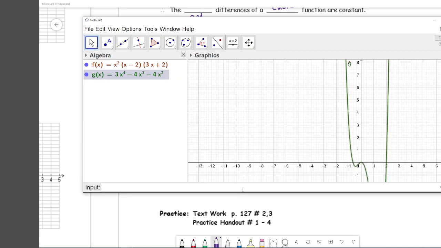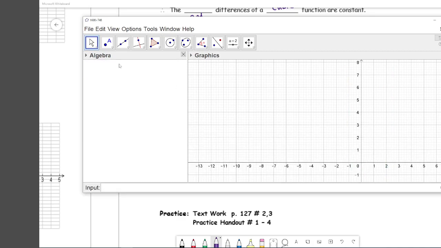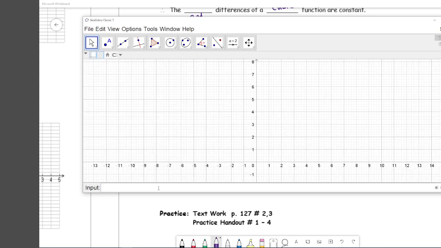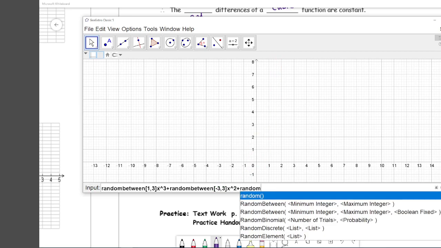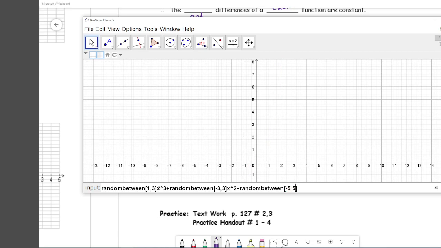So what we're going to do here is let's do another cubic, except let's hide it so we won't see what it is, and we'll say random between 1 and 3 x cubed plus random between negative 3 and 3 x squared plus random between negative 5 and 5 x, and then plus 2. Whatever. Okay, now let's make some points.